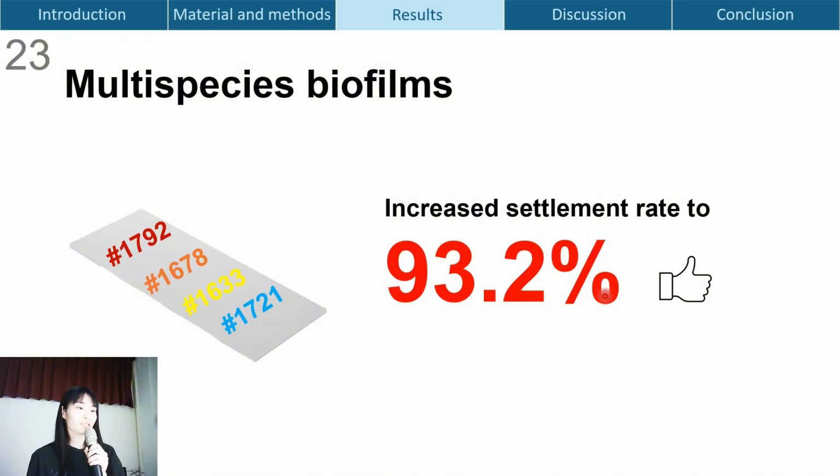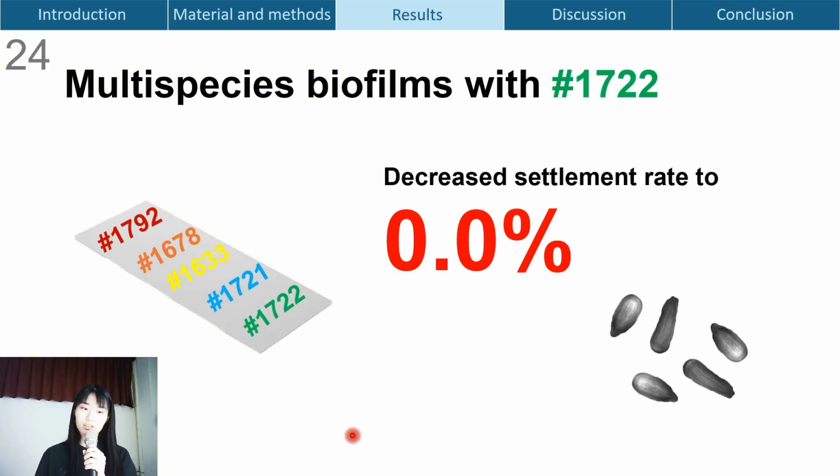We used multispecies biofilms instead of monospecific biofilms. So first we used the other 4 successful strains, and they successfully increased the settlement rate to 93.2%. It's a great result. But when we mixed in the 7022, it successfully decreased the settlement rate to 0 and caused all the larvae to die.